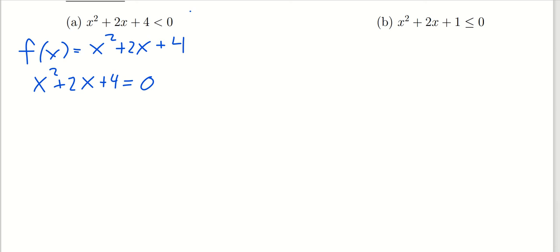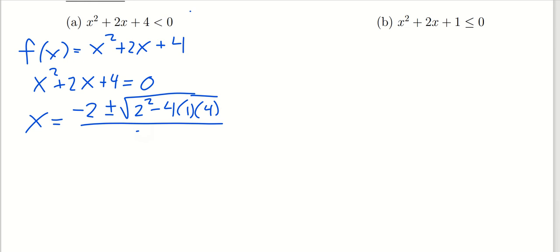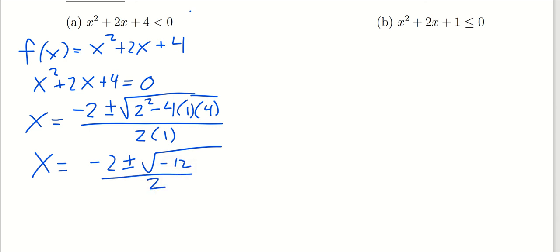So to find the zeros, we would be forced to use the quadratic formula. It's going to be negative b plus or minus the square root of b squared minus 4 times a times c, all divided by 2 times a. And as we're working it out, if you look at the inside of the square root, that's going to be 4 minus 16, which is negative 12, divided by 2. This is going to be a complex number.